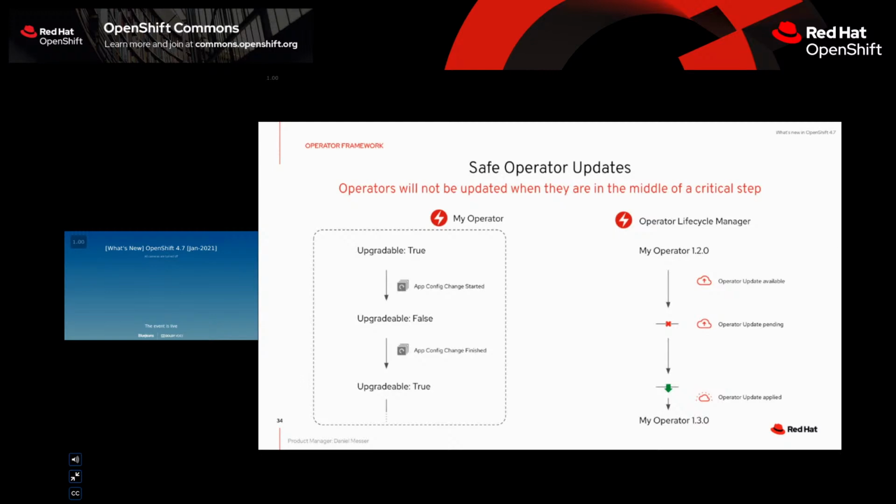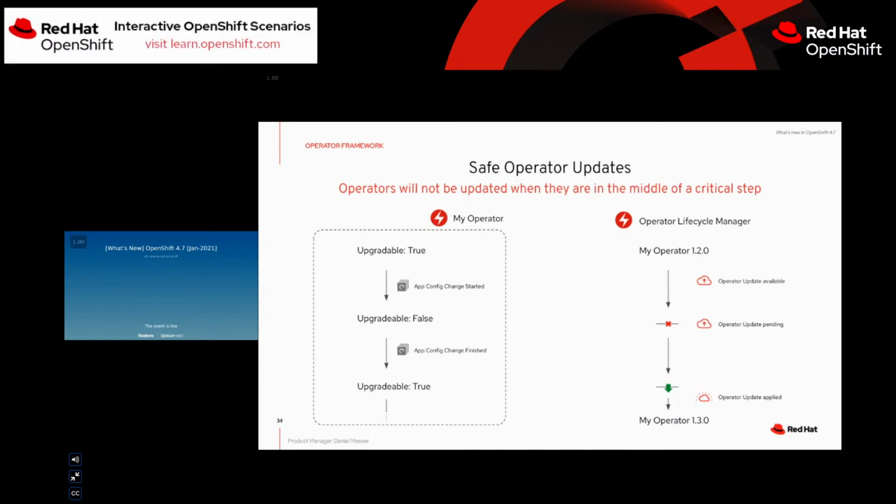But one thing that we also put in as a new feature is for operators to communicate their readiness to be updated. This is in order to make operator updates themselves more reliable and robust, and obviously not something you would see when the operator is in a critical situation. So a critical operation, for instance, might be a live migration of a virtual machine in OpenShift virtualization, or the restoration of a database from a backup.